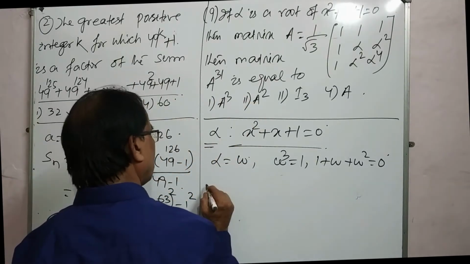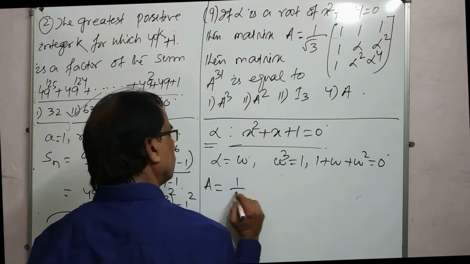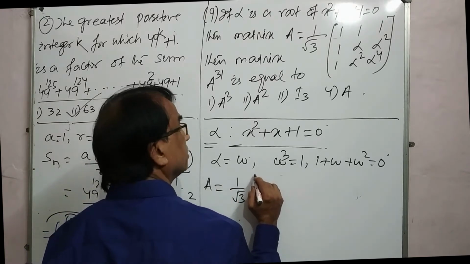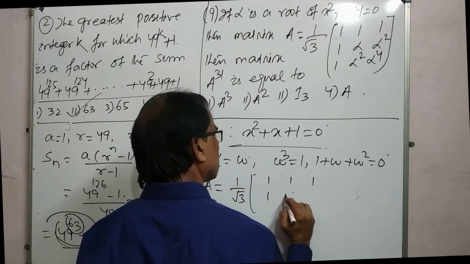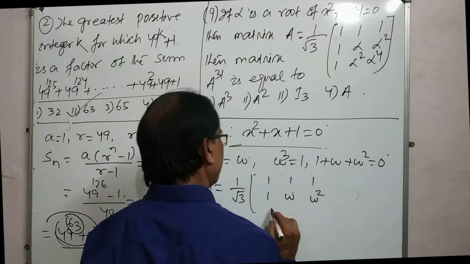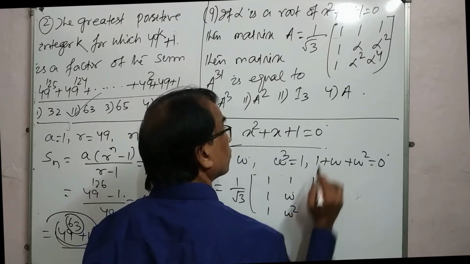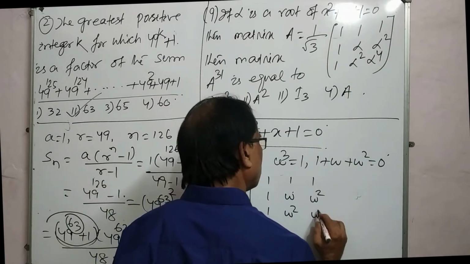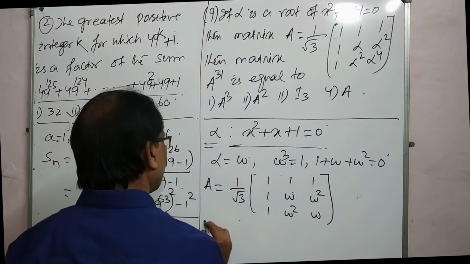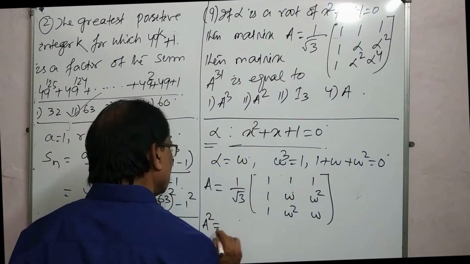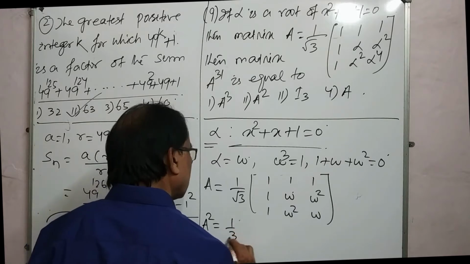Now coming to the matrix A, 1 by root 3. Now 1, 1, 1, then 1 omega, omega square, 1 omega square, and this becomes omega to the power 4. Omega to the power 4 is omega cube into omega. Now what you are getting, A square is 1 by 3.